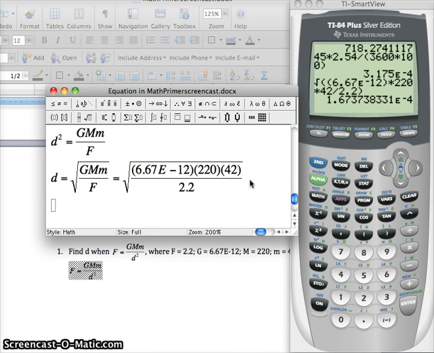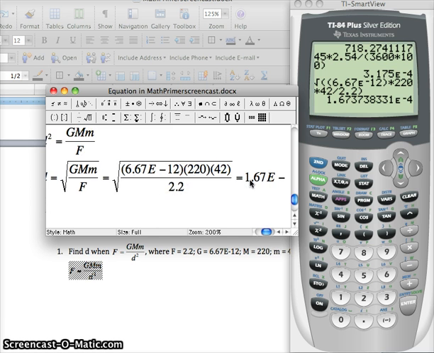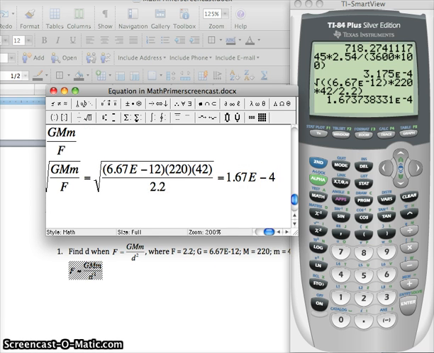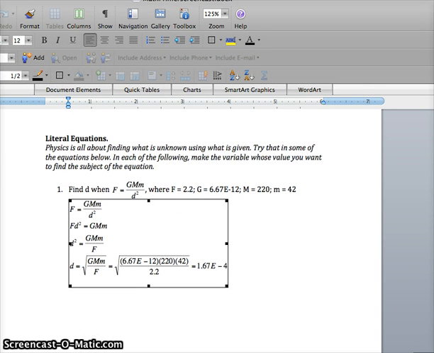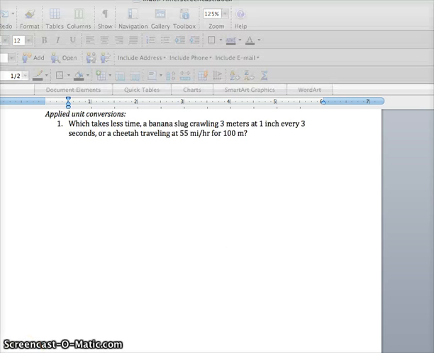So our distance is 1.67 e negative 4. I think we can close this. And yeah, there's our answer, 1.67 e negative 4. So I wanted to do one more, and this is the applied unit conversions. These are a little bit tricky. I just wanted to challenge you a little bit.